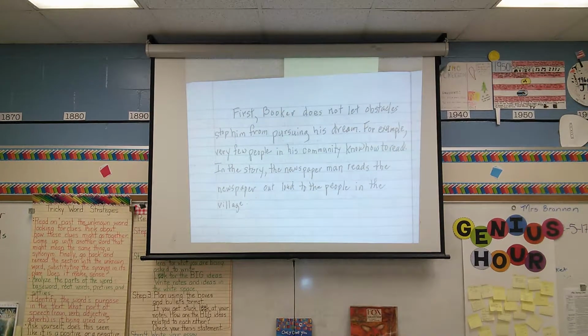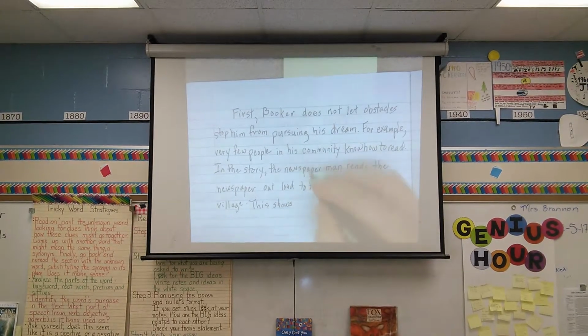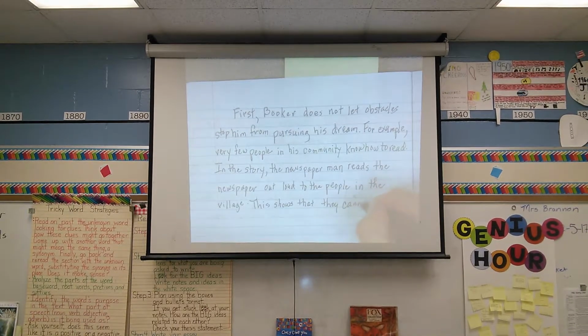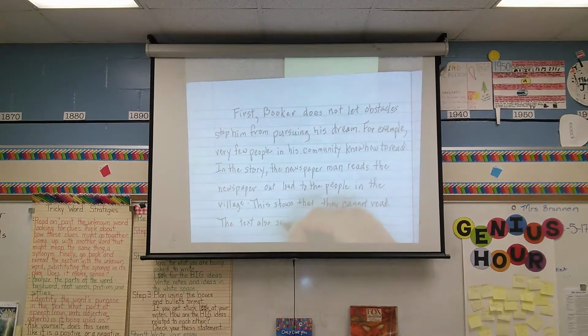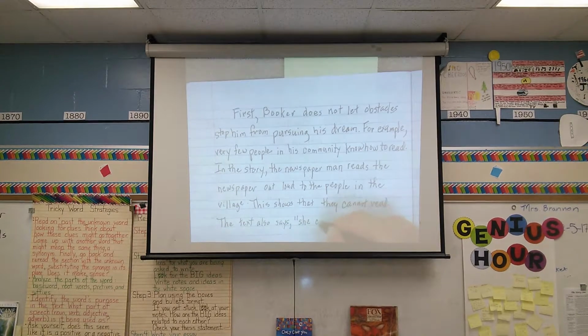Now remember, I'm still wanting to say more. The second question that we had was, how can I explain exactly how this event or detail supports my bullet? This shows that they cannot read. The text also says, "she can't read it herself."